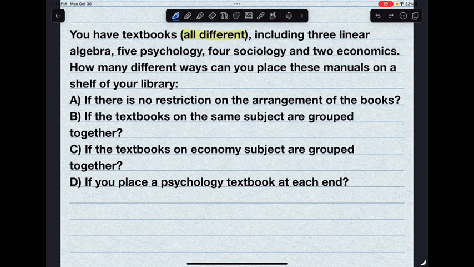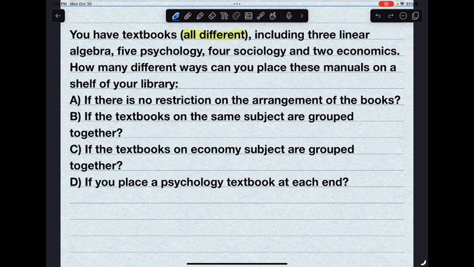So that means we don't have repetition. The books can be used only once. Once you use a book, it's already gone, so you cannot use it for another place in the library. So we don't have repetition. We have order, but we want to solve it for different situations.